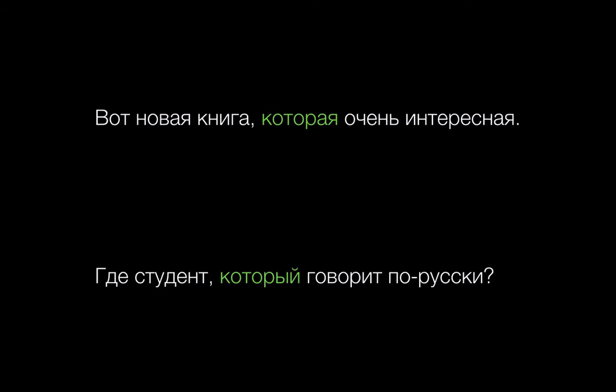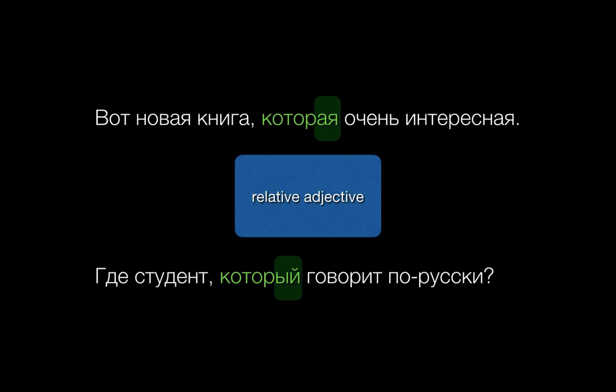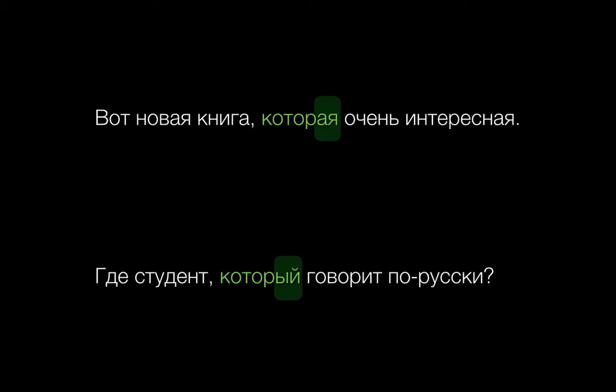If you take a close look at the endings of который, you'll notice that it takes regular adjective endings, so it will change for gender, number, and case, just like any other adjective in Russian. Книга is feminine singular, so we use ая as the ending. Студент is masculine, so we use ый.